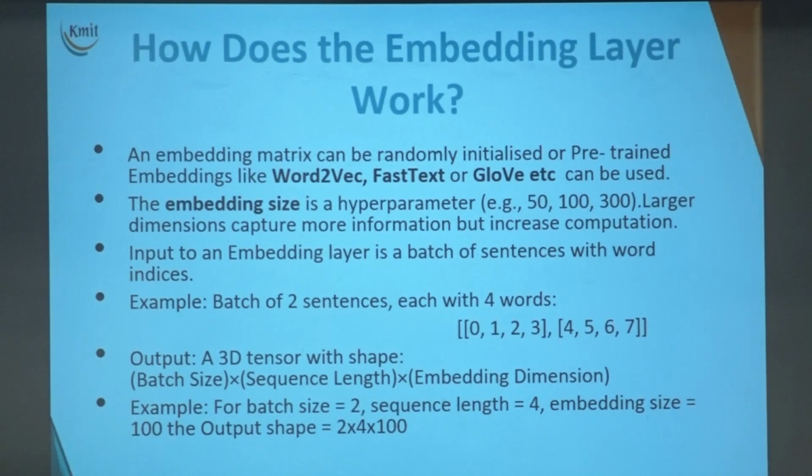But as you increase the size of your input, you will also have one more dimension coming, which is your batch size. When you have a large amount of sentences given, sentences will be passed as batches. An example is given for a batch size 2, sequence length 4, embedding size 100. The output shape will be 2 by 4 by 100. So it's a 3-dimensional tensor that you get as an output out of a word embedding.